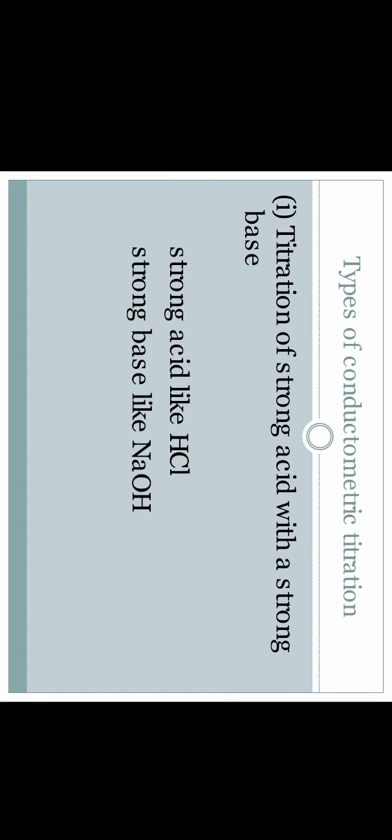Now, there are various types of conductometric titration. The first type is titration of a strong acid with a strong base. When we talk about a strong acid, it may be HCl, H2SO4, etc., and a strong base, NaOH, KOH, etc. Here we will take HCl as the strong acid and NaOH as the strong base, and see how the reaction takes place and what the graph looks like.